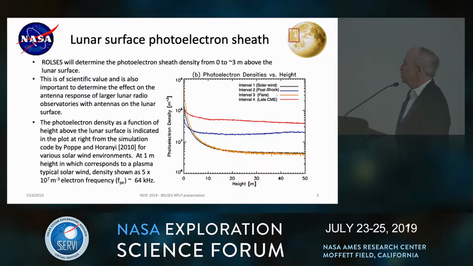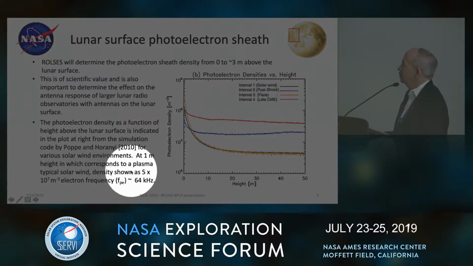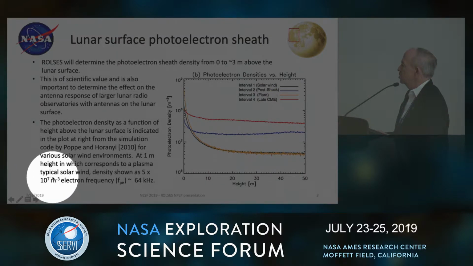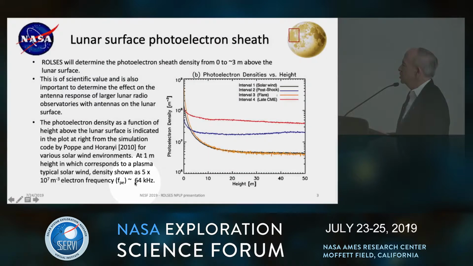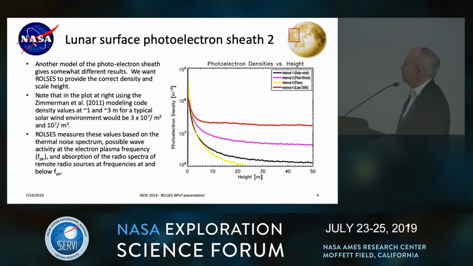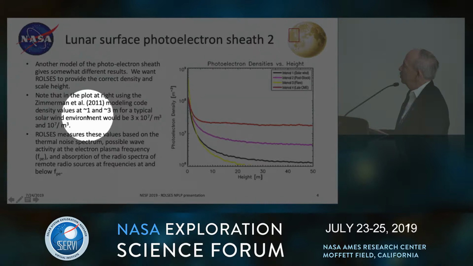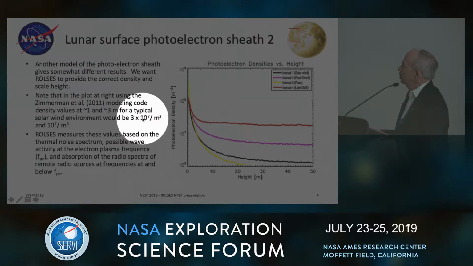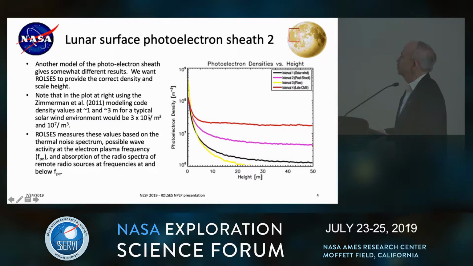In 10 days, we don't know how much of that we'll see, but we hope to see something. In any case, at 1 meter, the density is about 10^7 electrons per cubic meter, which is a frequency of about 64 kilohertz. Here's a different model from code from Mike Zimmerman, and if you had memorized the plot from the previous page, you'll see that this one is somewhat different, but the results are not dramatically different in the sense that here, at 1 meter height, the density is 3 times 10^7 per cubic meter.